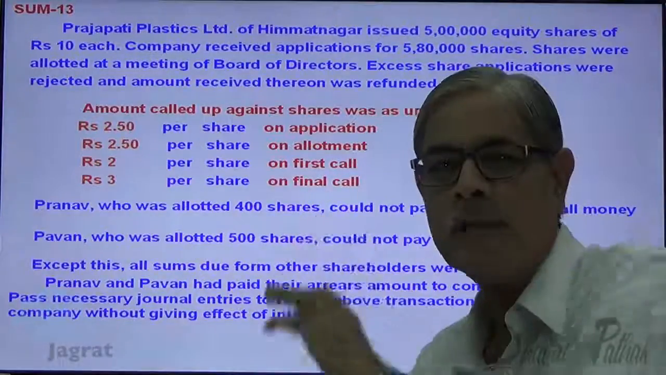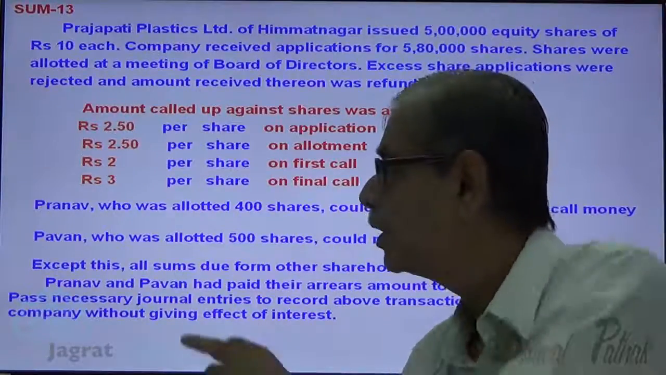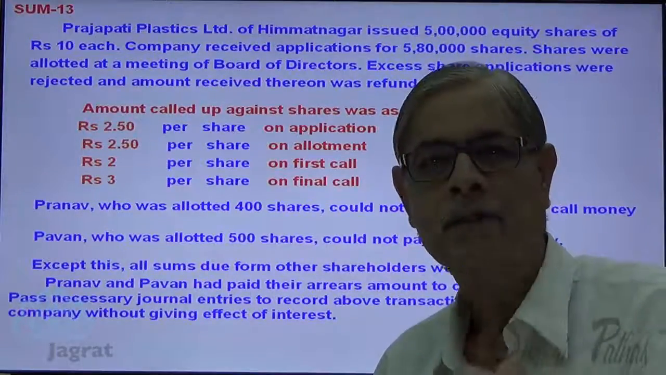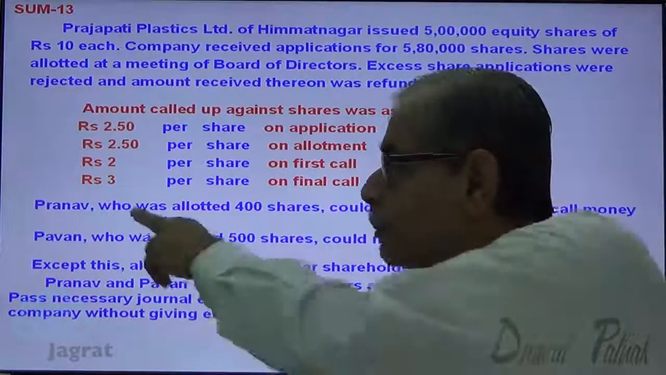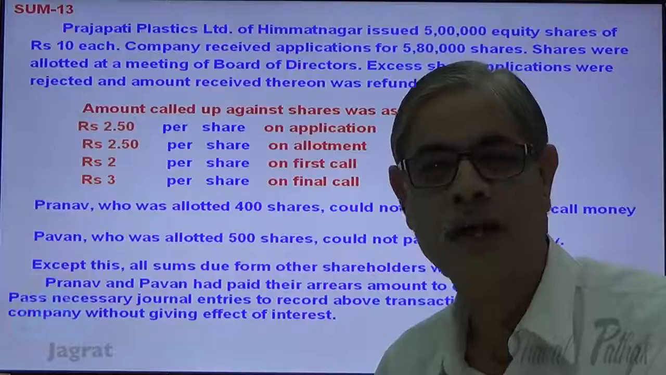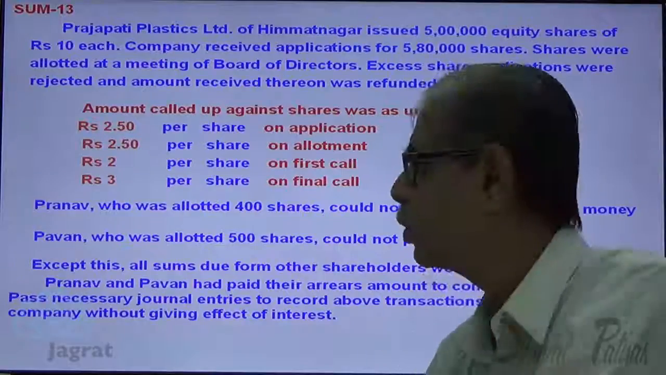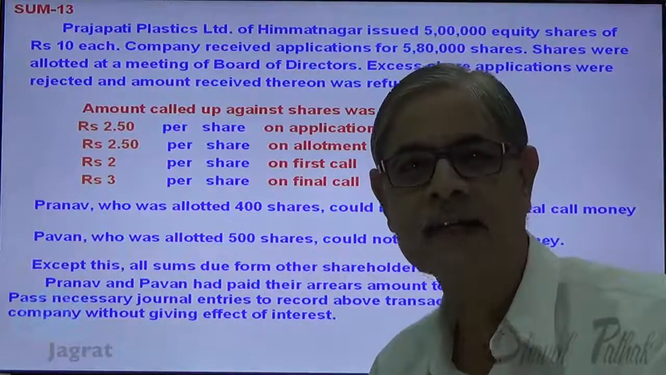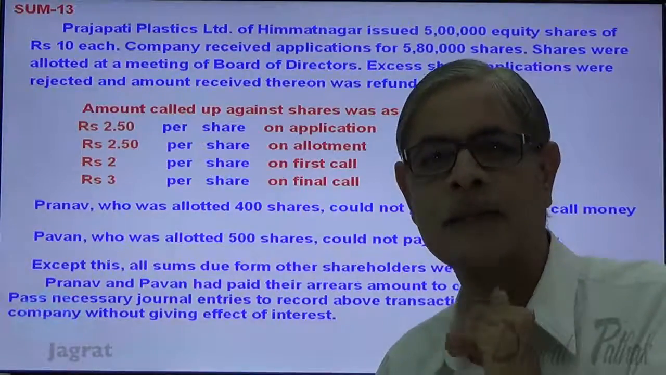Now, then you have to demand the final call at the rate of ₹3 per share. Remember, 3 per share will be demanded even from Pranav, who has not paid first call. The demand will be made for final call with Pranav also. Now, on 5 lakh shares at the rate of ₹3 per share, amount demanded on final call. On how many shares you have not received the final call? You have not received final call on 400 plus 500, 900 shares, and 900 into 3, 2,700 is the amount not received by you. So out of the total amount, the amount received is less by 2,700.